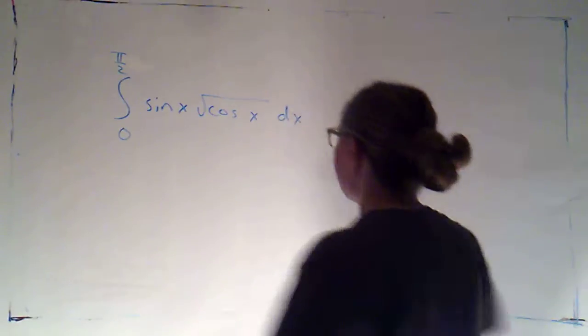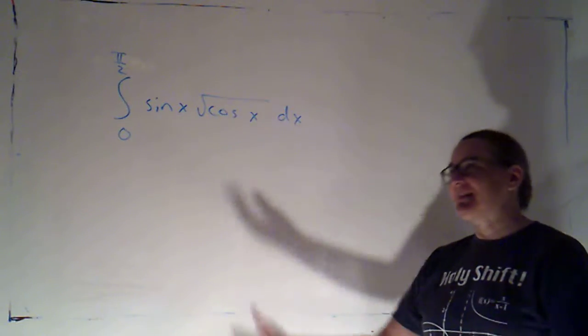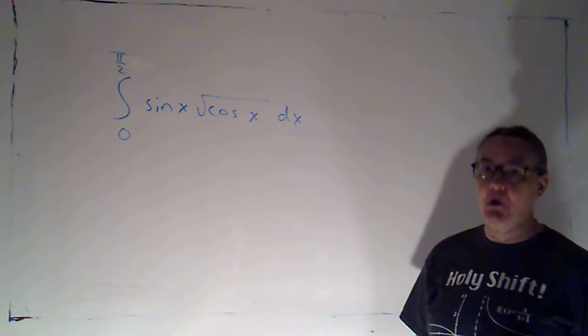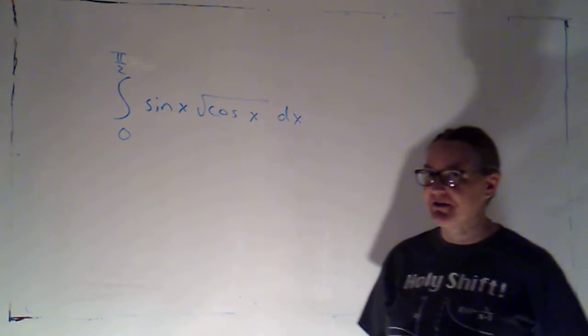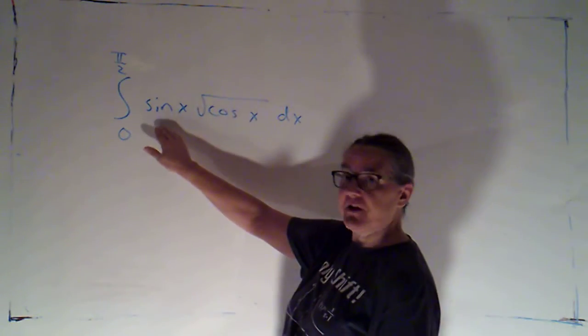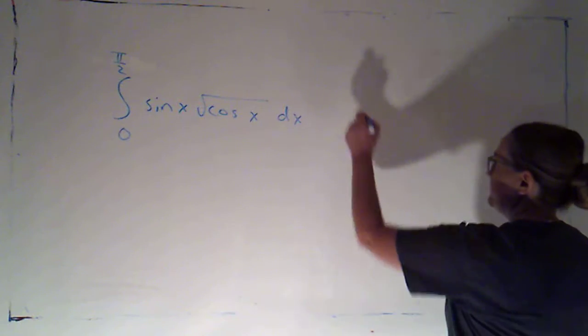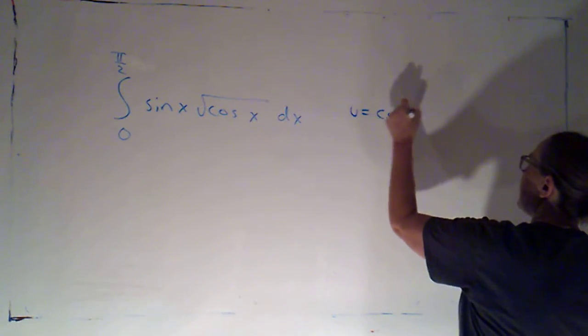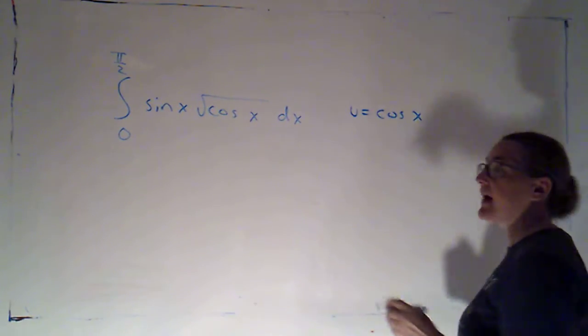Right, I've got another problem up here on the board, and this is in the section where we're looking at what happens if we don't have a perfect match. So it should come as no surprise, we're not going to have a perfect match here. Now I do see a product of two functions, and I see that this one is a composition. So I'm going to let u be the inside part. I'm going to let u be cosine of x.